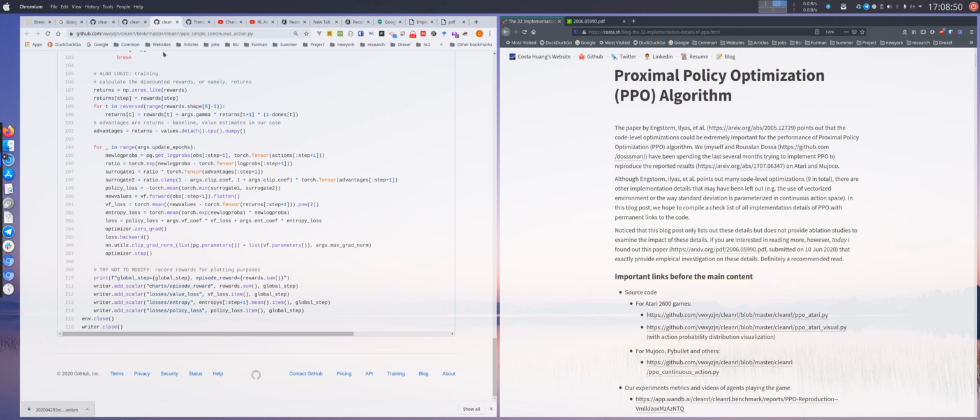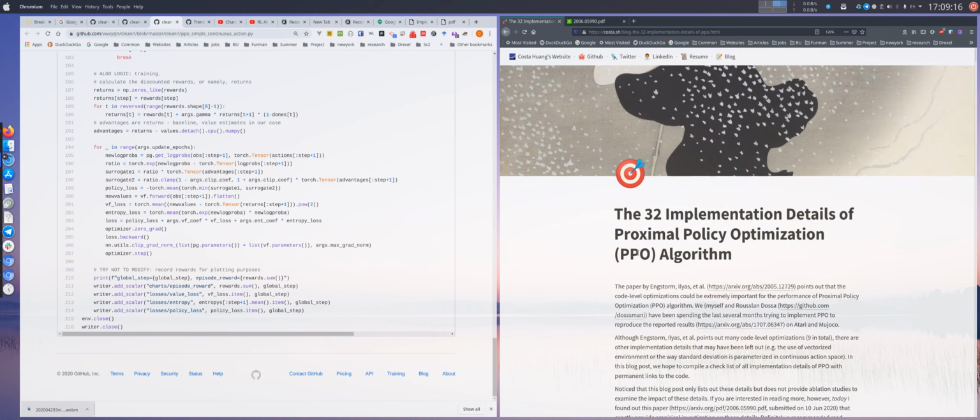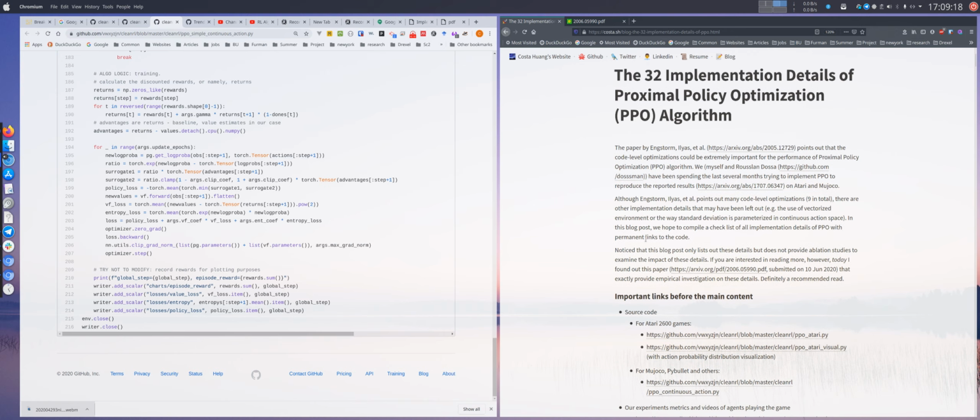So I kept those 2 files just to demonstrate how things can be so different, even though they're the same algorithm. And what is the complexity when you need to scale? What are some of the implementation details when you need to scale a simple implementation to actually implement a published algorithm to achieve the reported results? But anyway, this is the blog post that I wrote. There are 33 implementation details of the proximal policy optimization algorithm.